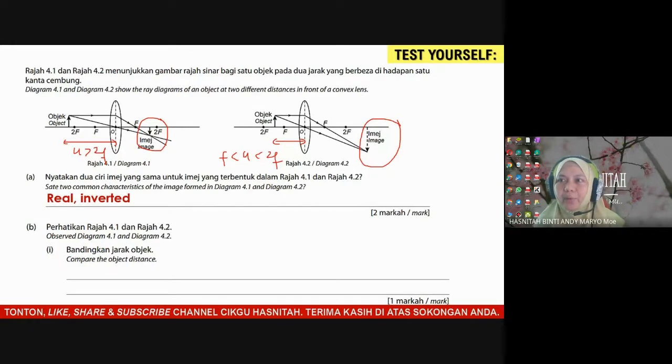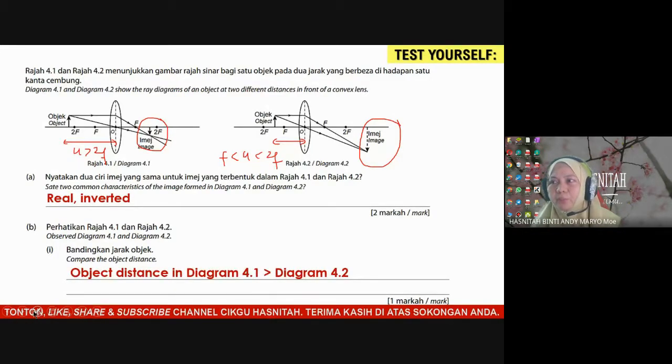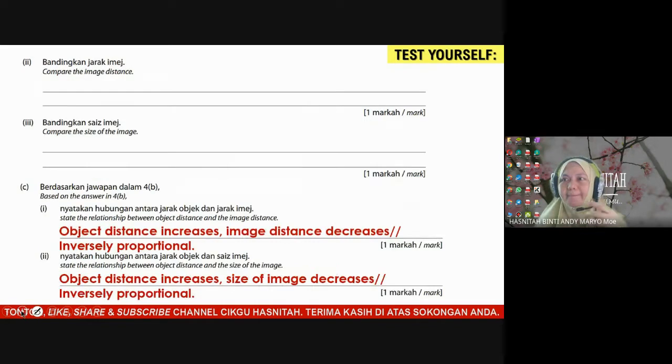Now question B. Observe both diagrams and compare the object distance. What can you say about the object distance in 4.1 and 4.2? Is the object distance the same, or which one is greater, which one is less than the other one? This is how we do comparison. So 4.1 is greater than 4.2. Yes, very good. Simple.